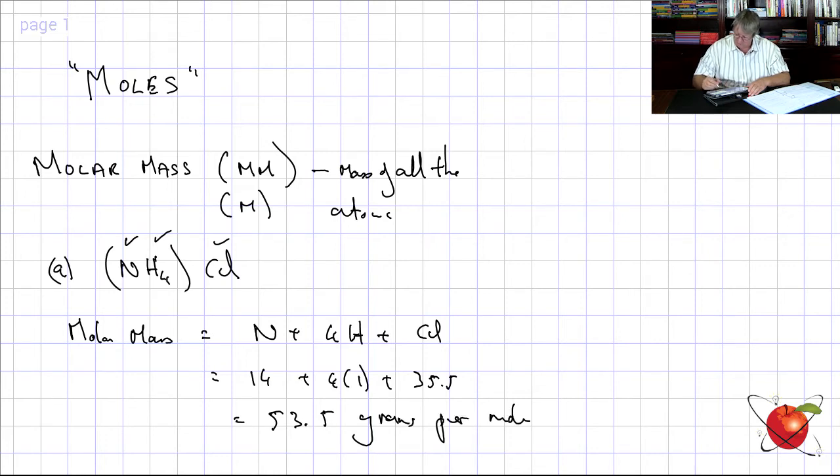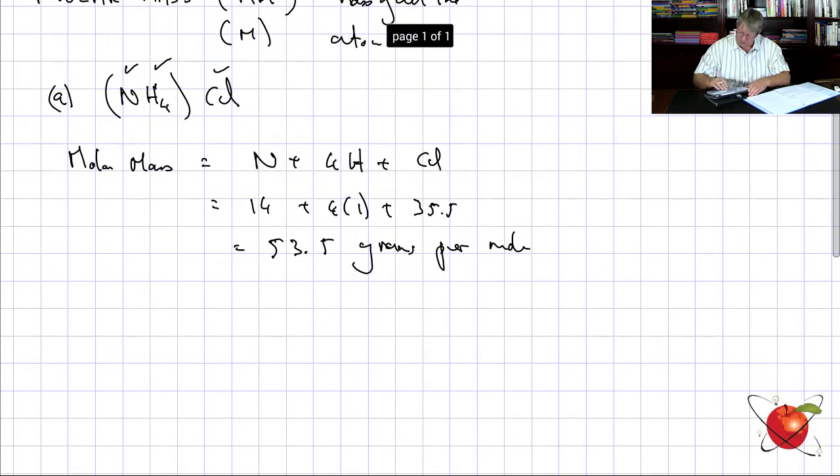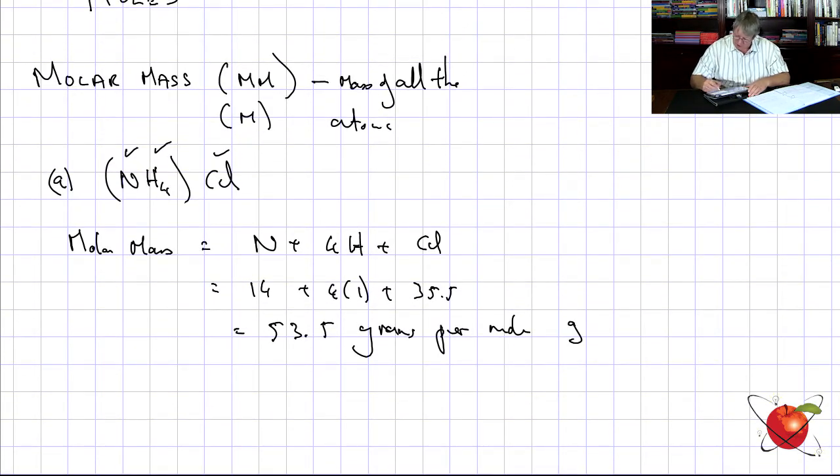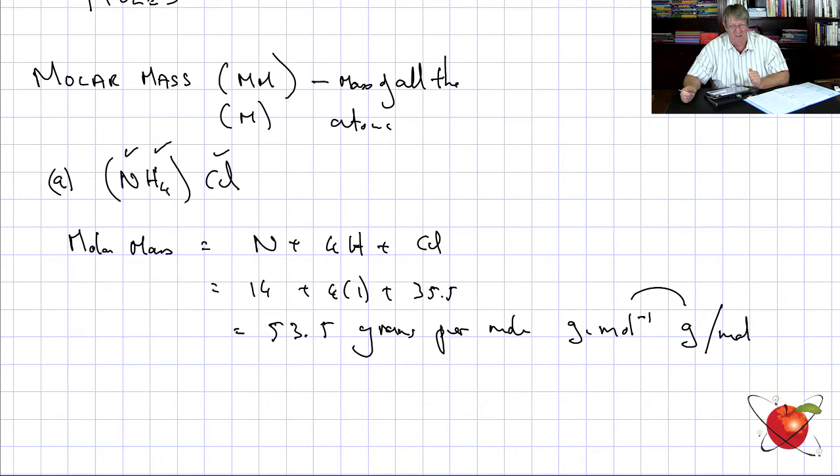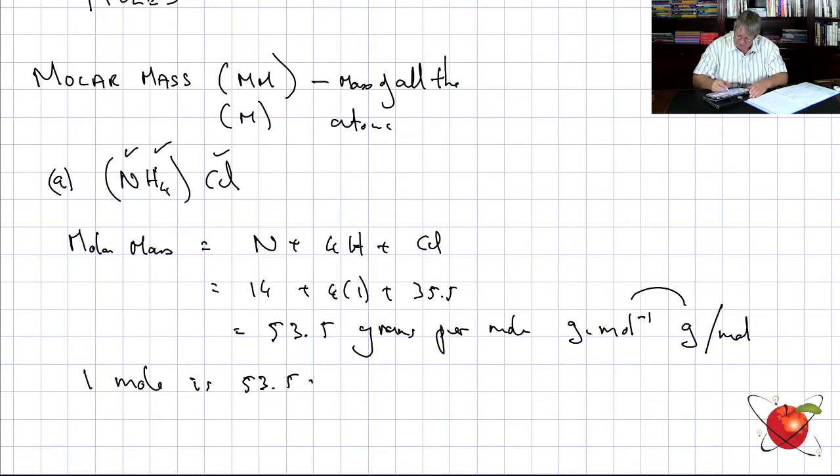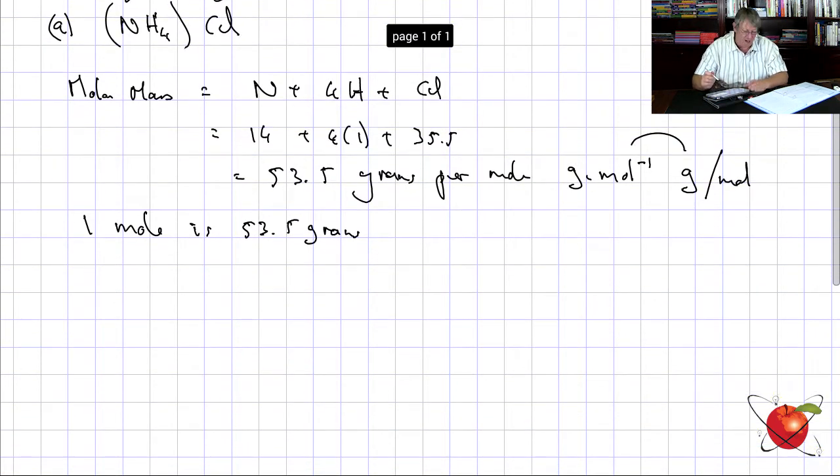per mole. Now, how do you write that? Well, you will see it as grams times mole to the minus 1, or grams per mole. I use both of those, just so that you get used to either way. So what are we saying here? It's 53.5 grams per mole. Therefore, 1 mole is 53.5 grams. Now they have told us they want to know how many moles there are in 25 grams.